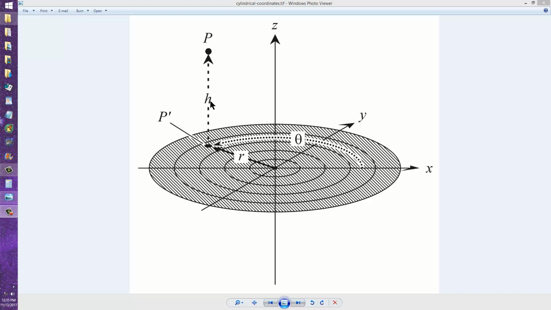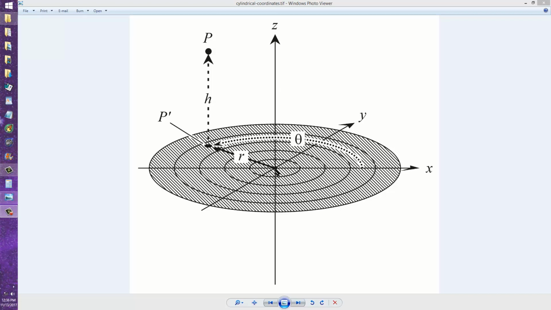Then you go up by h units to get to your point P. So the coordinates are, in fact, theta, r, and h. And the reason they call that cylindrical coordinates is somewhat apparent if you consider that when you take this circle with radius r, or any other radius, and you extend every point of it straight up, you will get a cylinder. So they call it cylindrical coordinates.